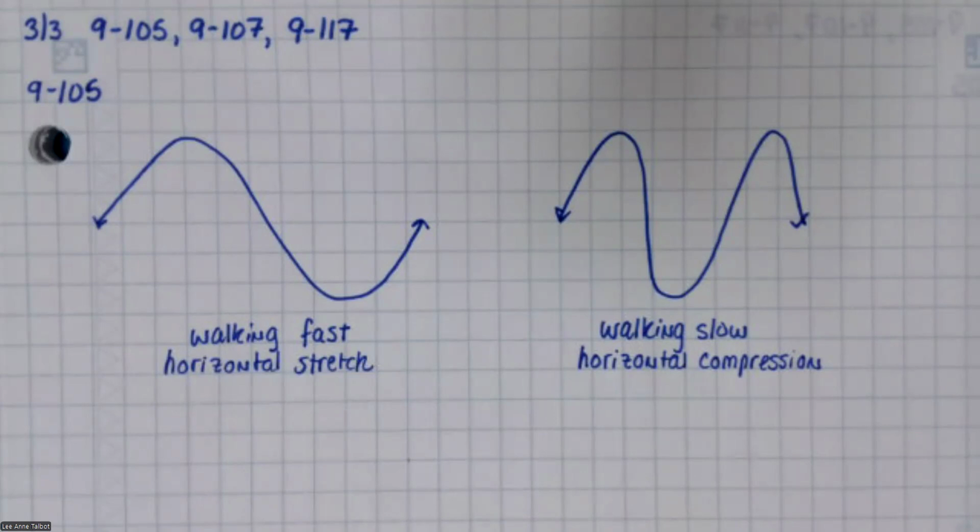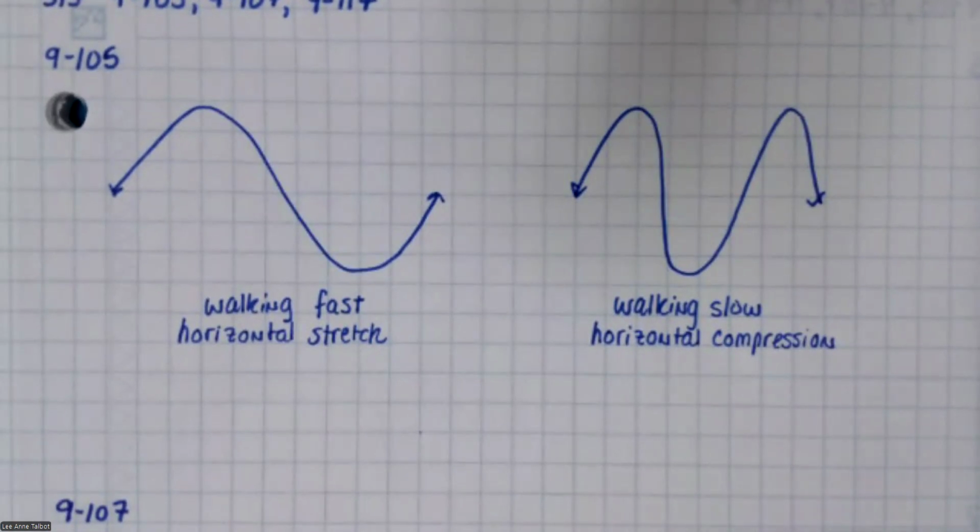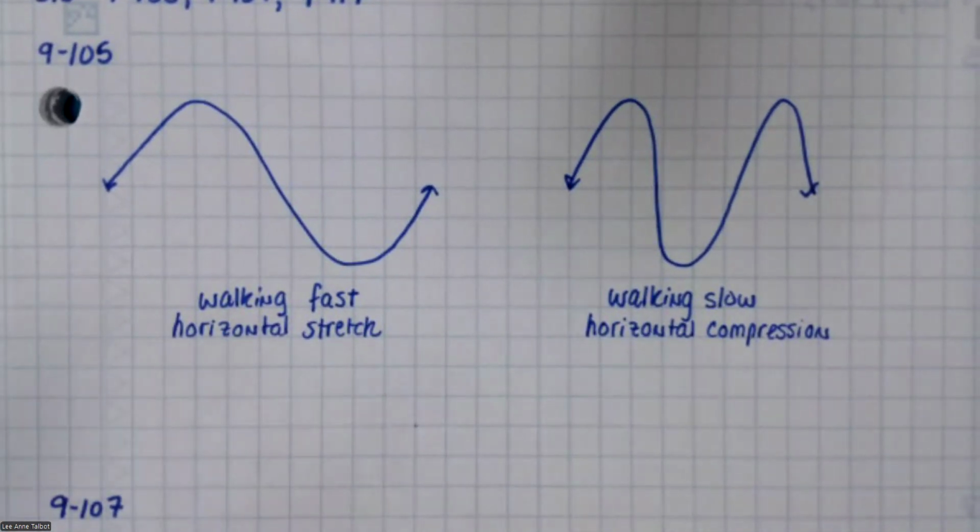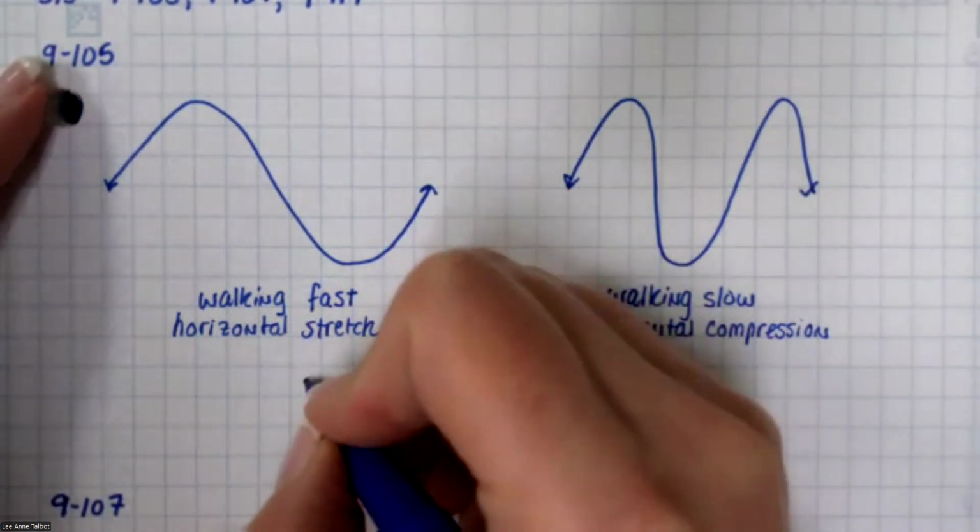What this means for us is that we need a new letter. So we have to introduce a new letter. We know A, H, and K. We've done those a lot, but we need a new letter. And the letter we're going to use is B.